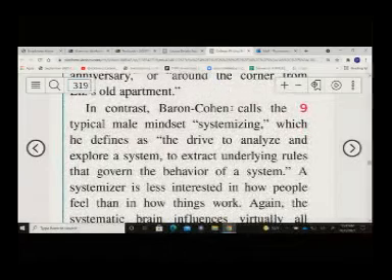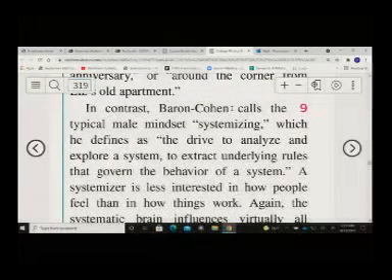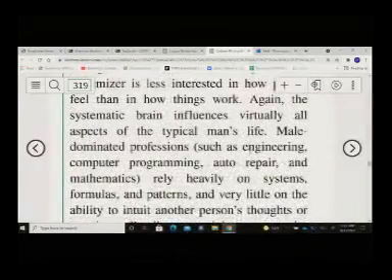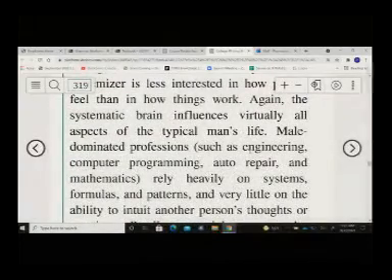In contrast, Baron-Cohen calls the typical male mindset systemizing, which he defines as the drive to analyze and explore a system, to extract underlying rules that govern the behavior of a system. A systemizer is less interested in how people feel than in how things work. Again, the systematic brain influences virtually all aspects of the typical man's life.